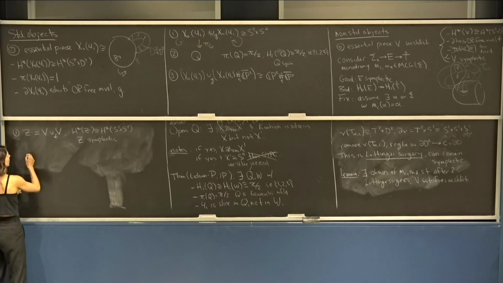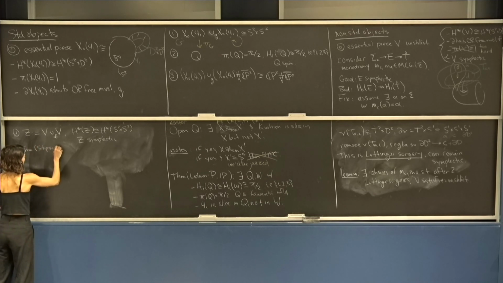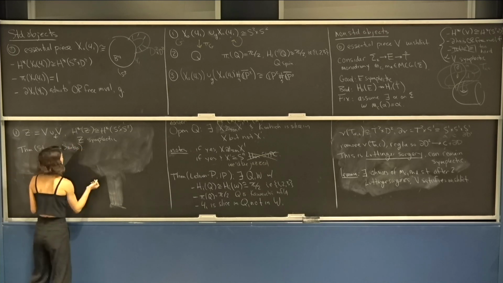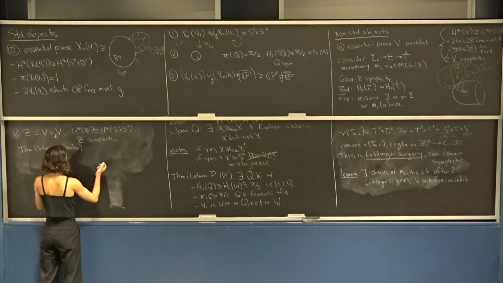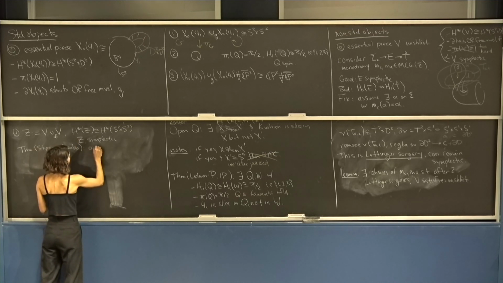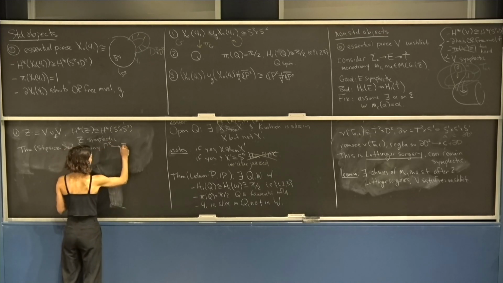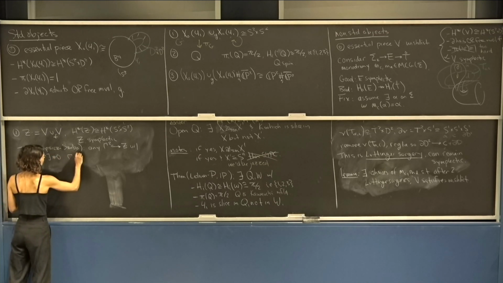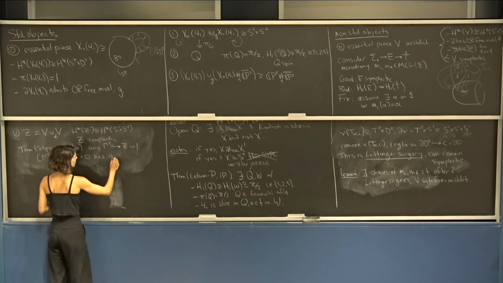And you can invoke a really nice result of Stipsicz and Szabo, which says that in manifolds that have some properties that Z has, any smoothly embedded surface which is in a non-trivial homology class and has self-intersection 0 has to have large genus, or sort of large genus.